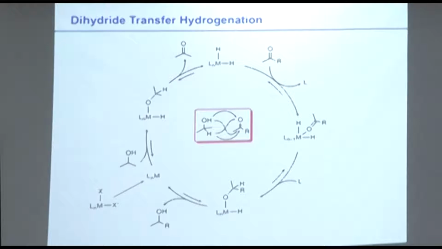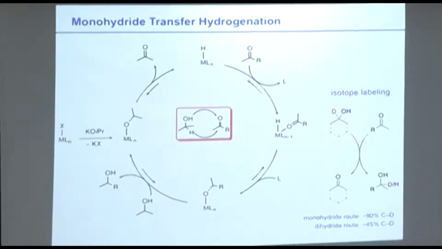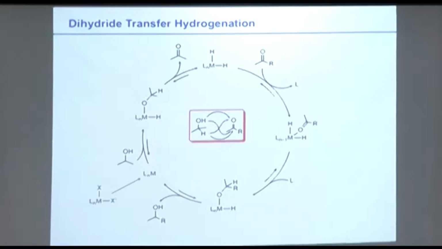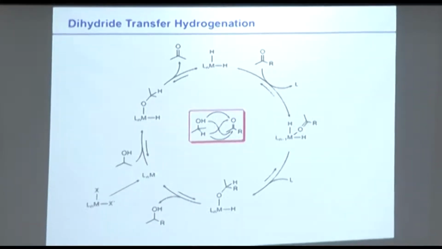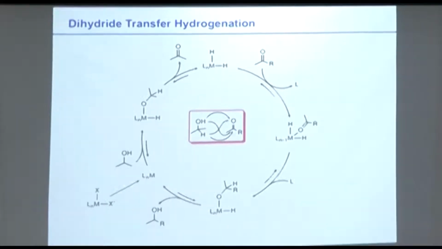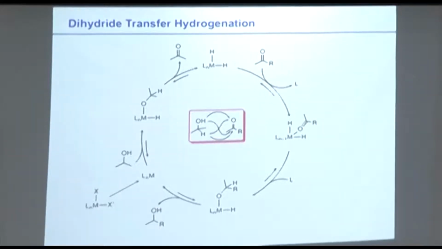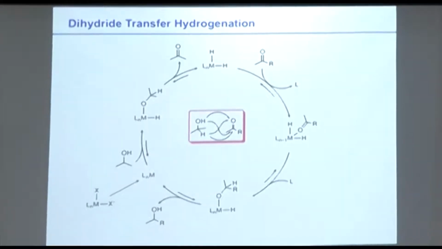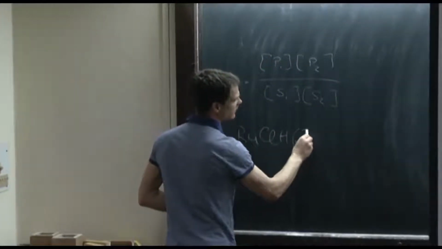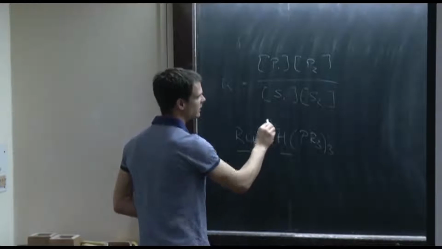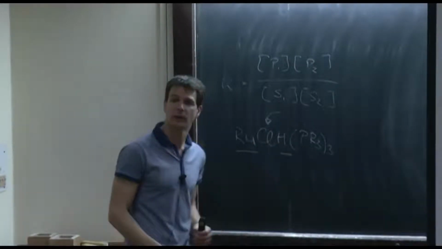Then we have two more mechanisms that are slightly distinct from each other. One is the monohydride mechanism and one is the dihydride mechanism. The dihydride mechanism works typically with metal centers that can easily change their oxidation state, that have either a dihydride already at the starting point, or a monohydride with a labile ligand, or two ligands that are easily displaced and can undergo a reduction. So a classic would be something like ruthenium chloride hydride trisphosphine. So here you have the metal center, you have the hydrogen. This one here can be displaced probably quite easily.